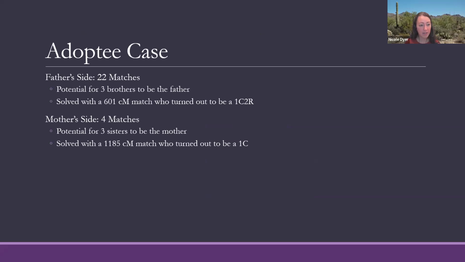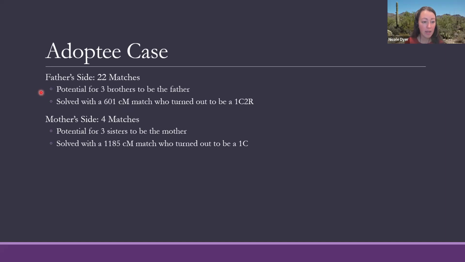Here's an example of an adoptee case that I recently was able to finally solve because 2 new matches came in. And this is an example where I really only needed a few matches, but they needed to be the right matches. So I had found 22 matches on the one side of the family that later I determined was the father's side. And even after looking at all of these 22 matches, there was still the potential for 3 different men to be the father.